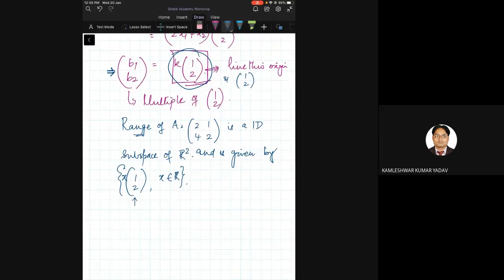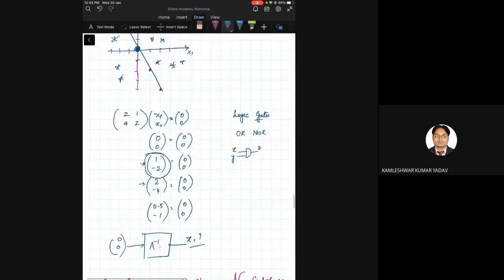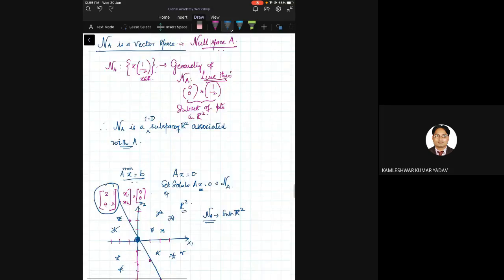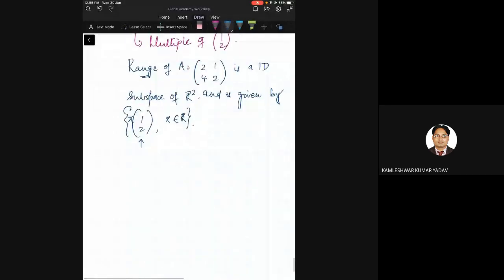Now, what is the basis of the range of A? (1, 2) is the basis of the range of A. What is the basis for the null space of A in this particular example? (1, -2) was the basis, right? We wrote it here. x into (1, -2) is the geometry of the null space of A, a line through (0, 0) and (1, -2). So the basis is (1, -2). Now, what is the dimension of the null space of A? Since there's only one vector, the null space is one-dimensional. What about the range? For the same matrix, what is the dimension of the range?